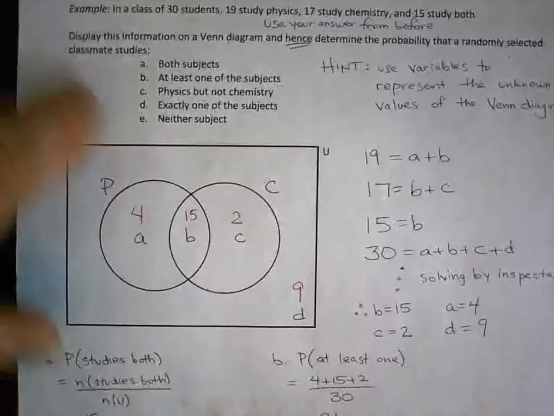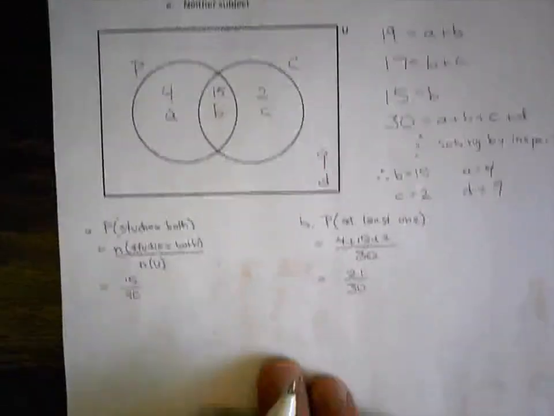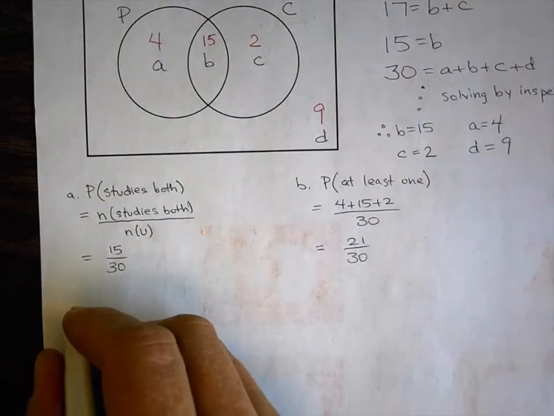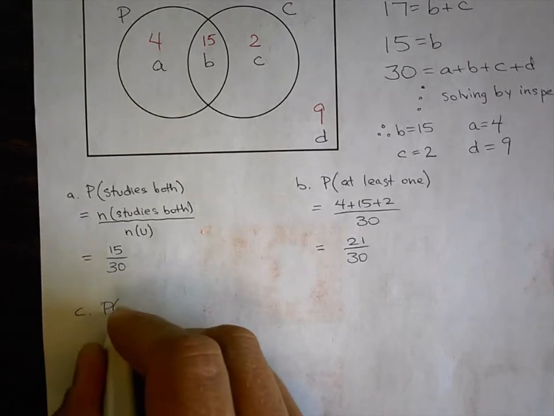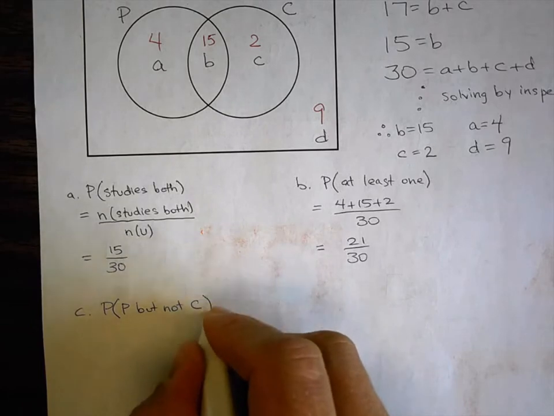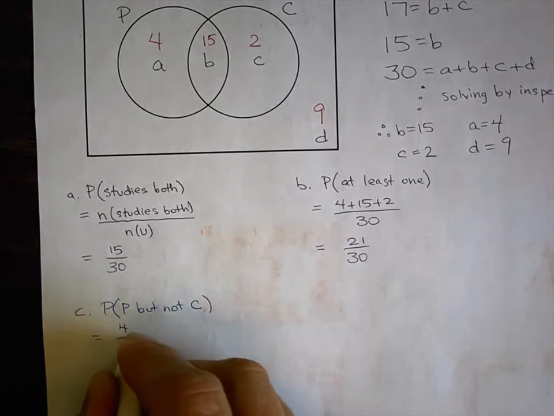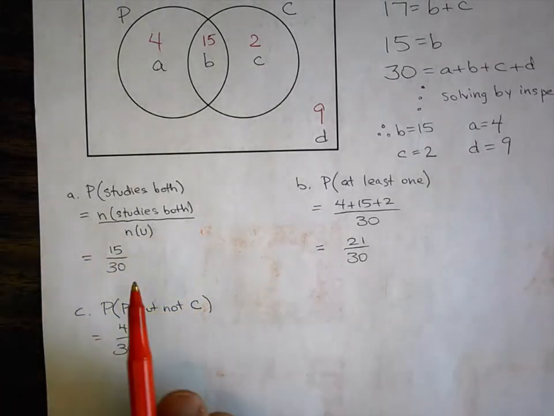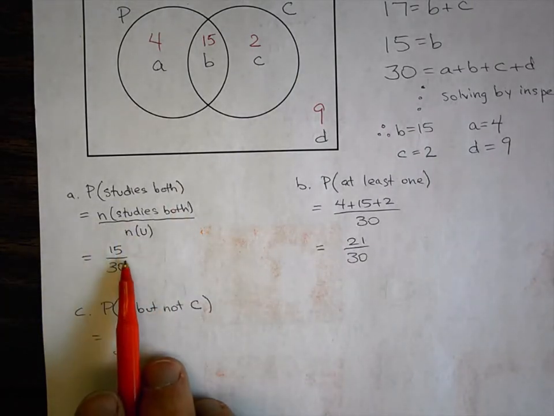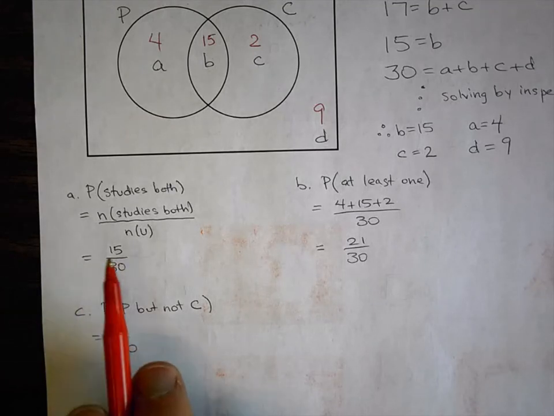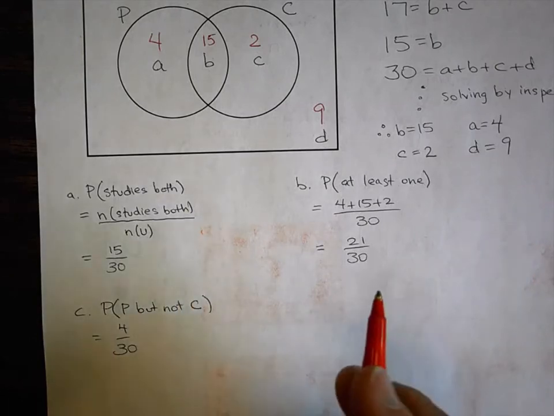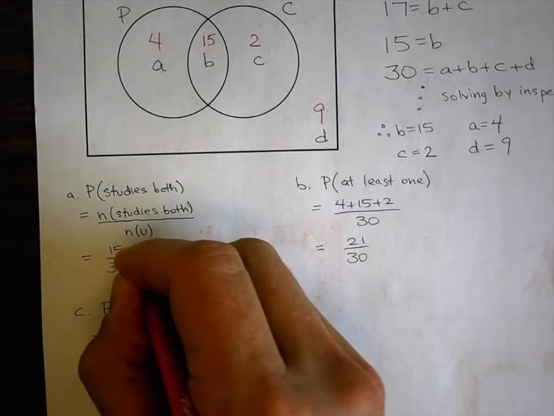Okay, next question. The number of students who study physics but not chemistry, again, I can see it right there. There's the 4 students, but I have to express it as a probability. That's the probability of P but not C. That's 4 over 30. Now remember what I told you. All I want you to do is give me the final answer. You don't have to round it, you don't have to reduce it, and you don't have to convert it to a decimal. I don't want you to get caught up in notation, but let's just show you the notation so that we can kind of tie this all together.